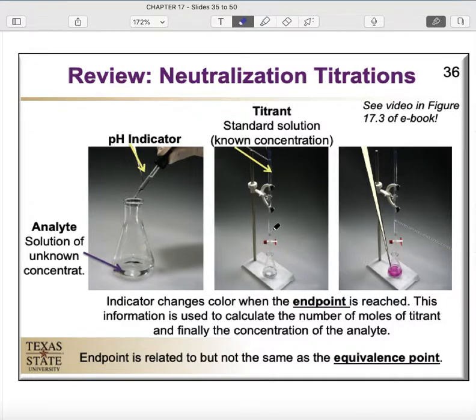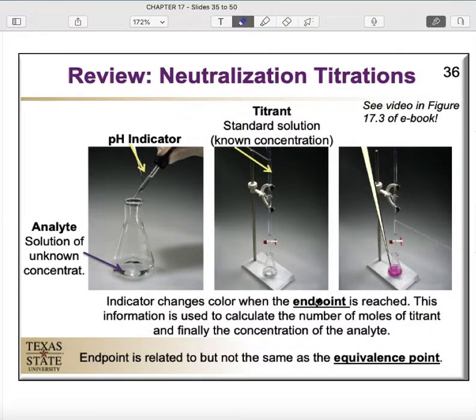And you would add that titrant until the point where the pH indicator would change color, which would indicate that you had reached the end point of the titration. The endpoint of the titration would basically give you the number of moles of the titrant that you had added, and from those moles of the titrant, you then could calculate the number of moles of the analyte that you began with. And since you knew the volume of it, you could now calculate the molarity of it by taking the moles divided by the liters.